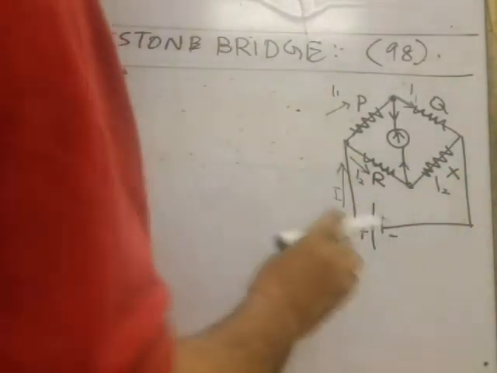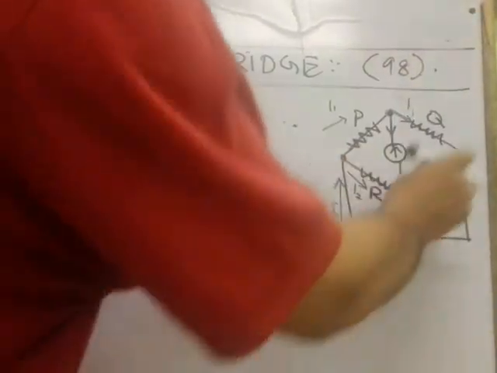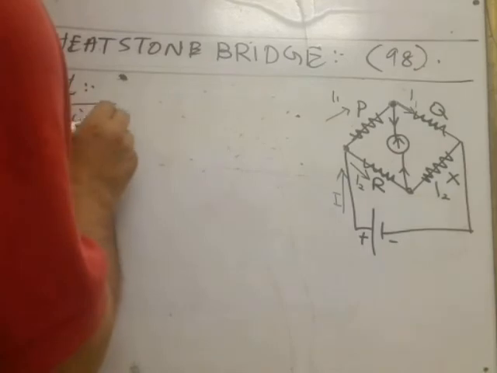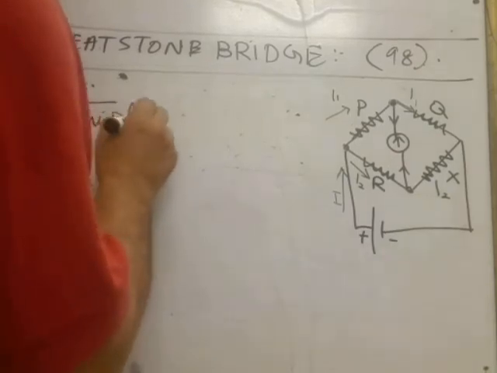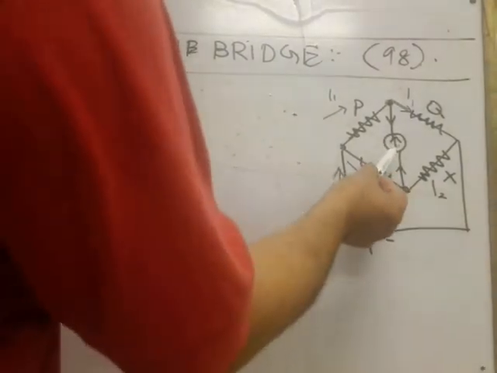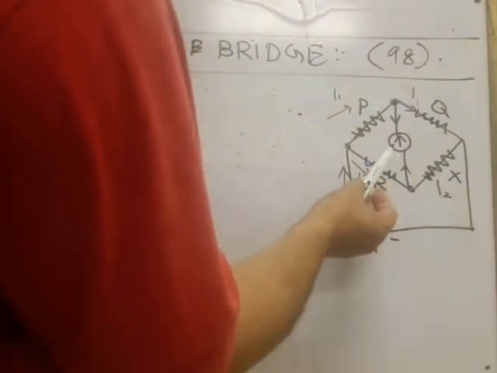The working principle of this Wheatstone Bridge is basically the null point. What is a null point? Null point is that point at which the deflection of the galvanometer is 0.